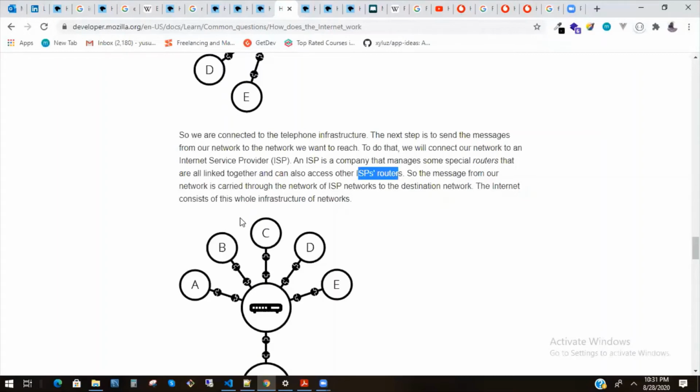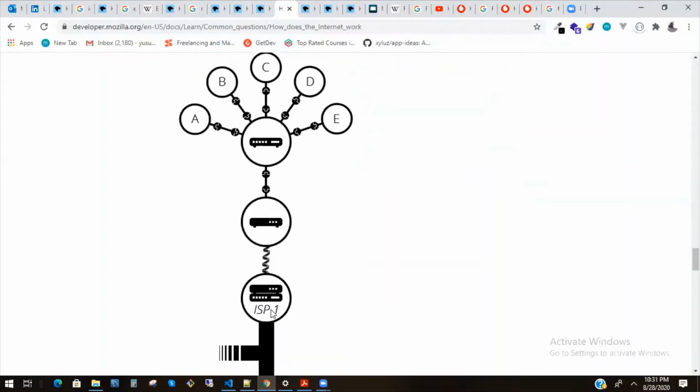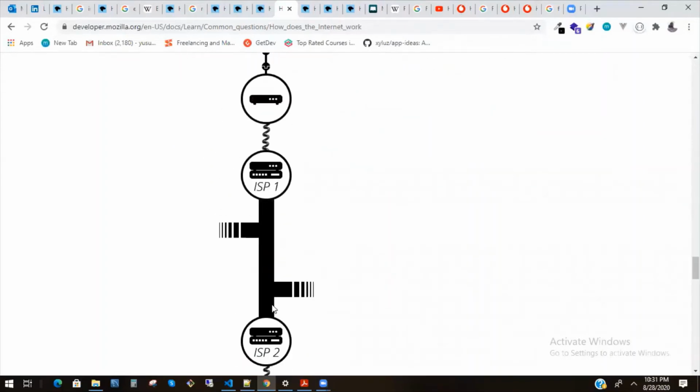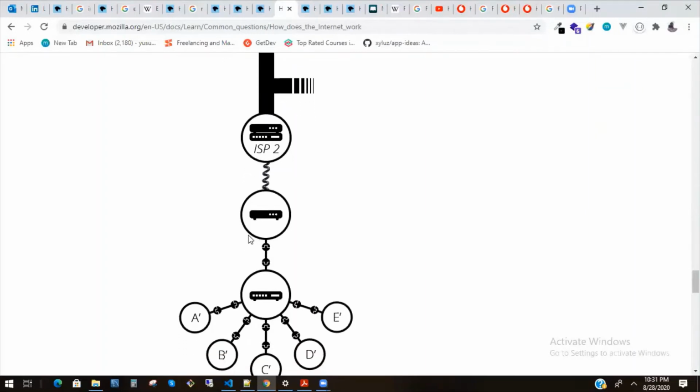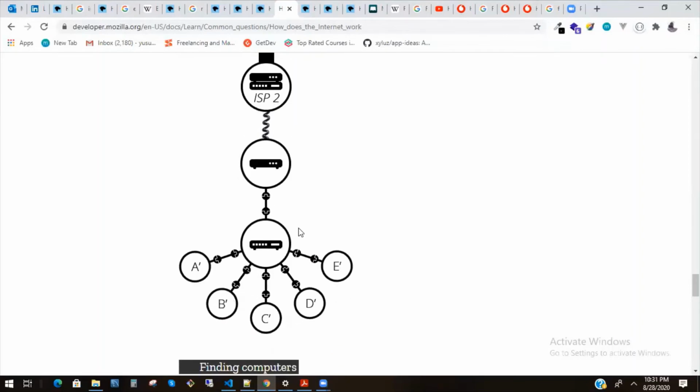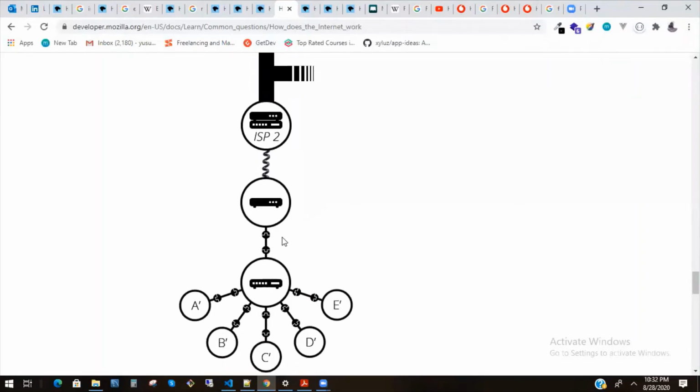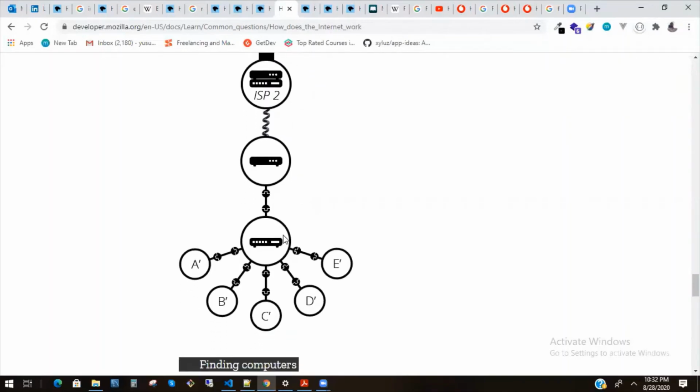So a message from my network is carried through a network of ISP networks. The internet is made up of infrastructure of many ISP networks. You can see ISP1 routing information to ISP2, which is another ISP of another region. That's how information is sent, and then I later receive the information.